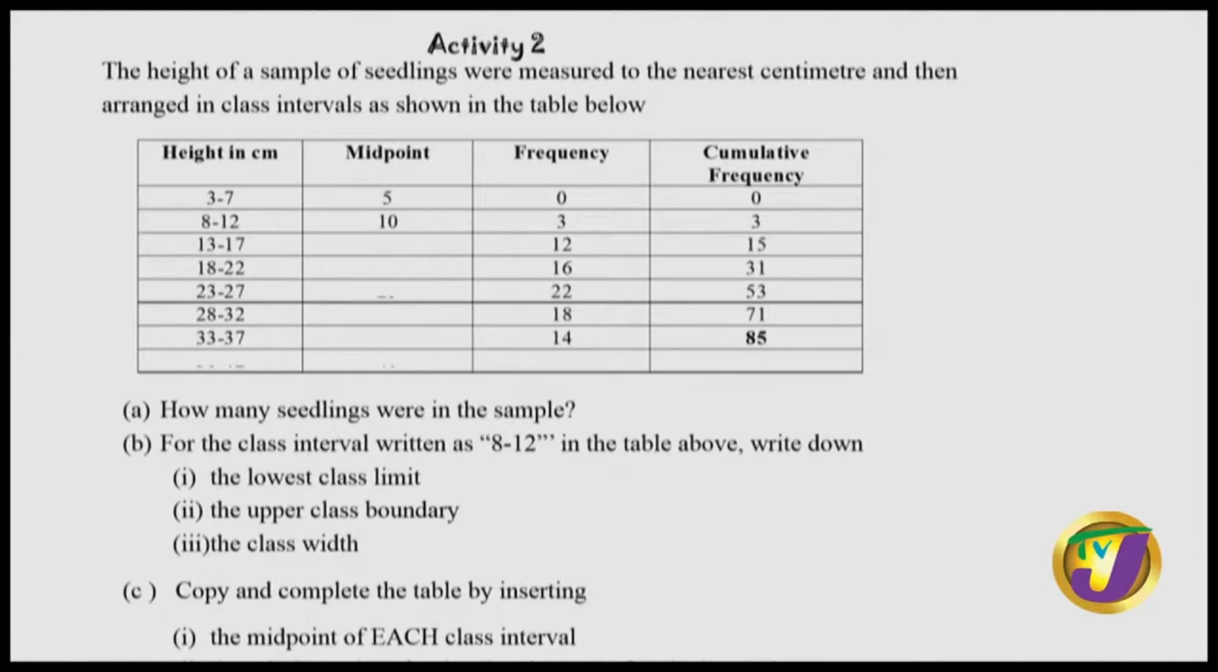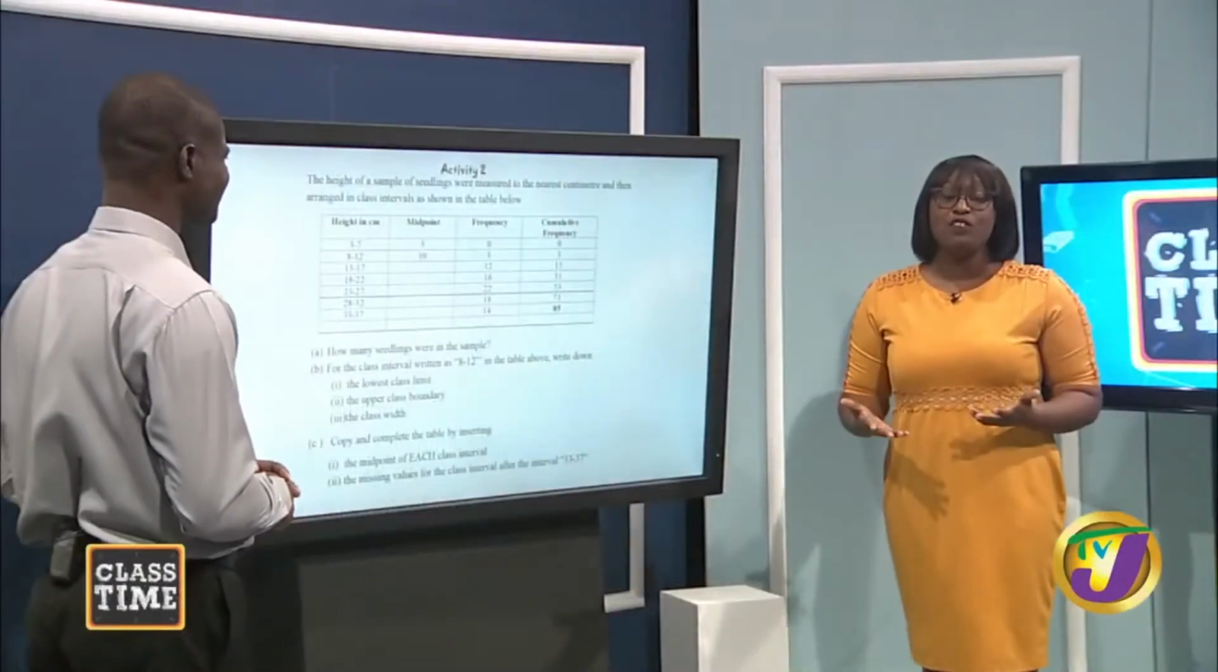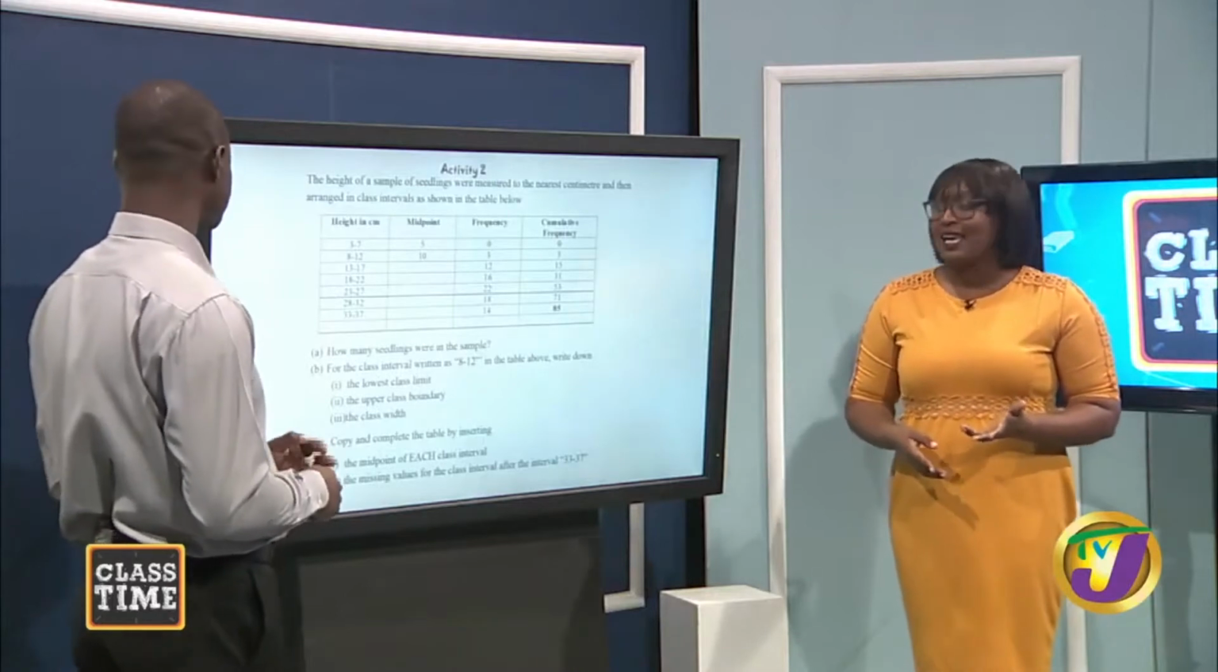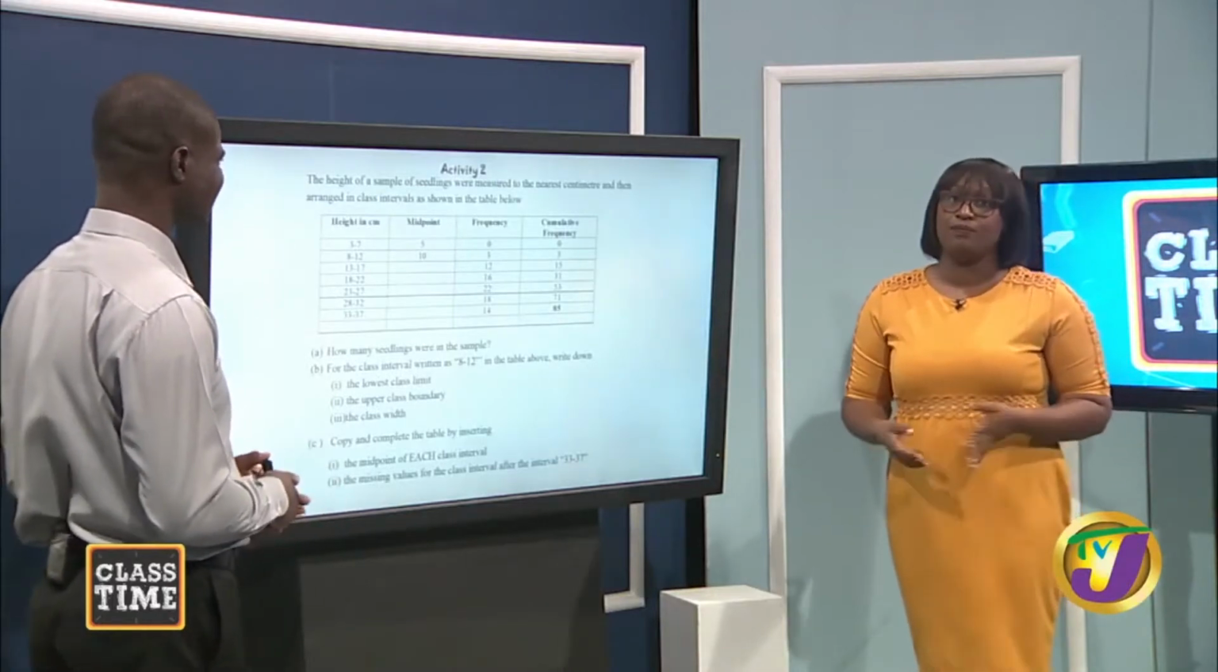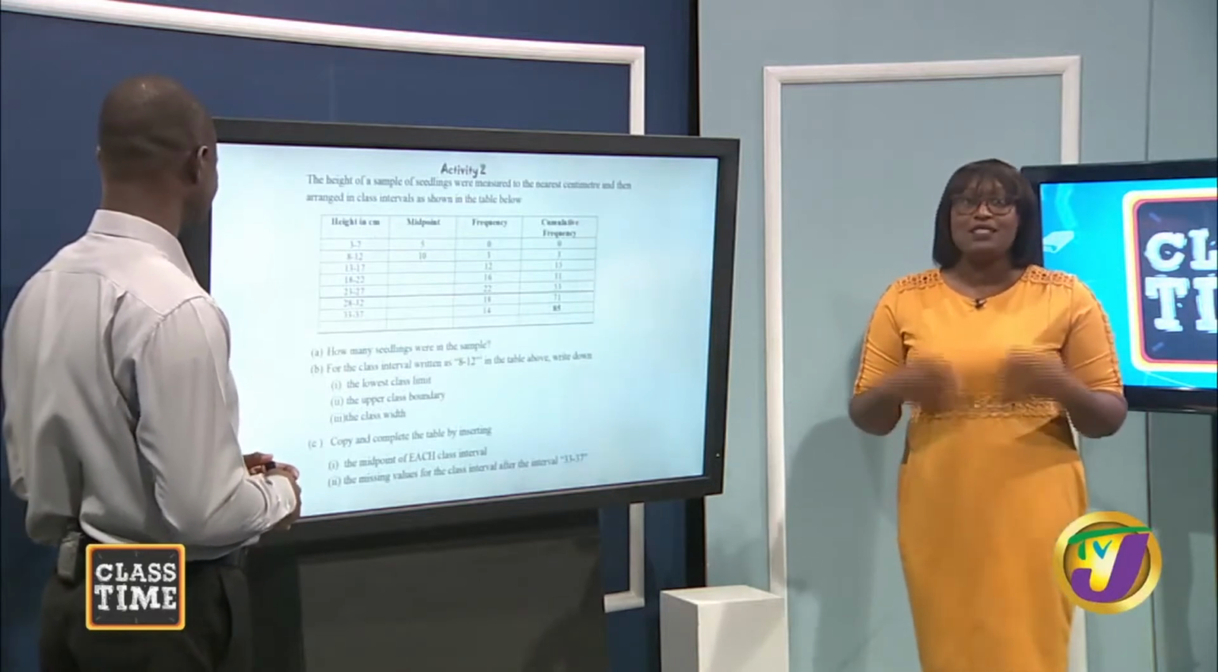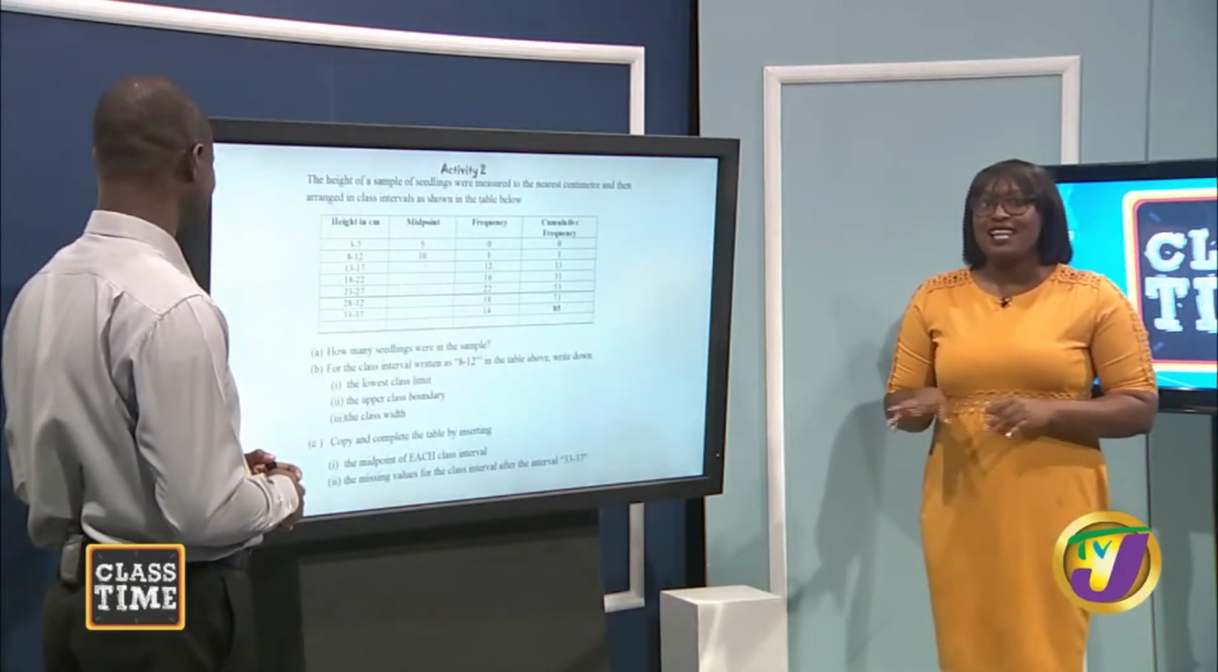All right, let's look at part B. Part B says, from the class interval written as 8 to 12 in the table above, write down 1, the lowest class limit, 2, the upper class boundary, and 3, the class width. Now we're looking at a whole lot of things here: interval, limit, boundary, and width. So we have to ask you guys at home, you've been doing statistics, what do we mean by boundary, limit, and width? If you're on Facebook or YouTube, go ahead and type it.